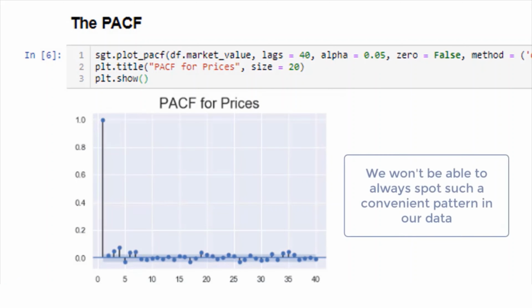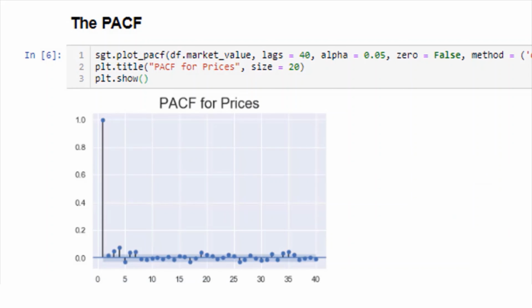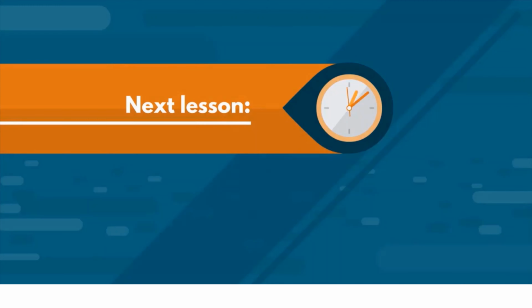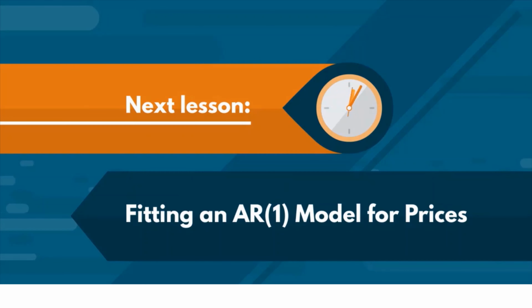Please note that we won't be able to always spot such a convenient pattern in our data, so this short explanation only applies to the current data set. Okay, finally, we're certain that the value for our first lag is greatly significant, so we must include it in our model. Next time, we'll try starting with a model including only the first lag, see how it fits the data, and analyze its coefficients.